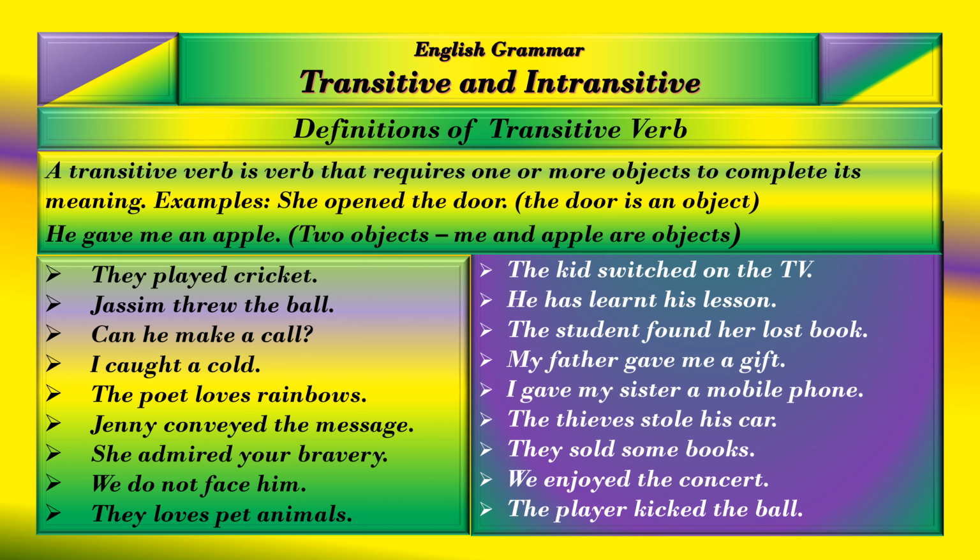My father gave me a gift. I gave my sister a mobile phone. The thieves stole his car. They sold some books. We enjoyed the concert. The player kicked the ball. In all these examples, the transitive verbs were followed by object or objects.